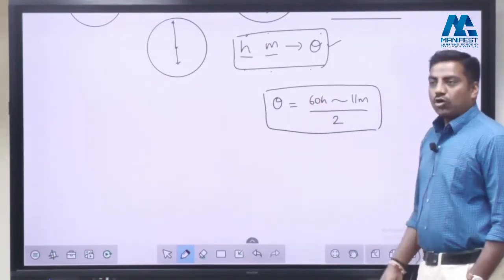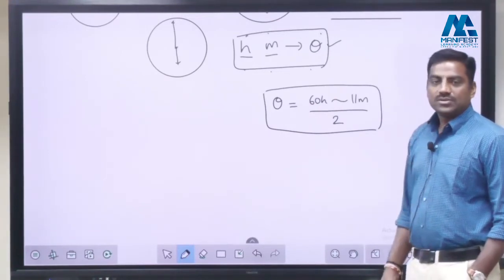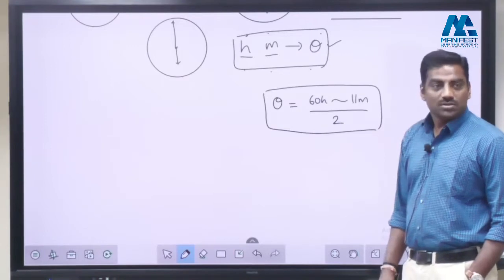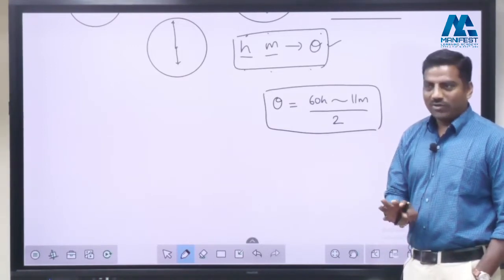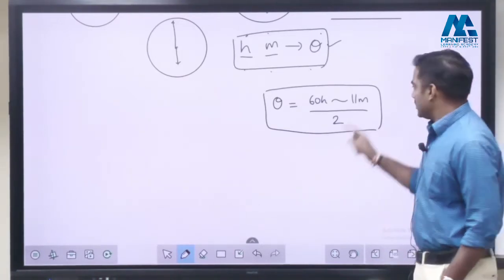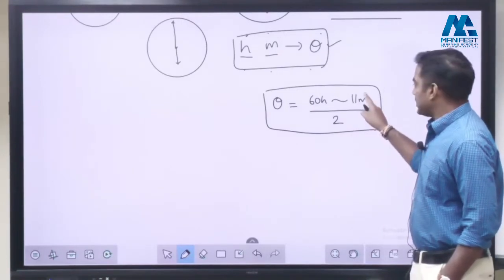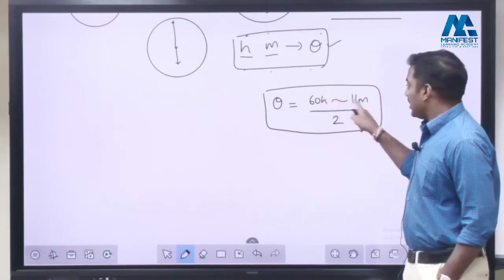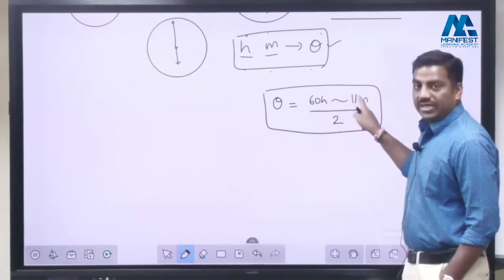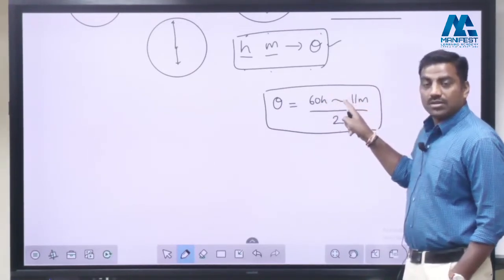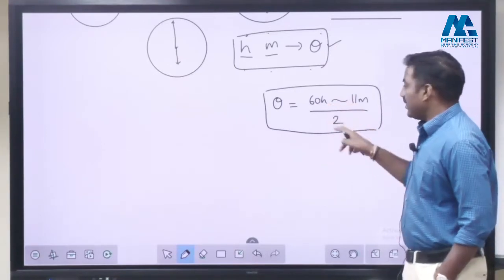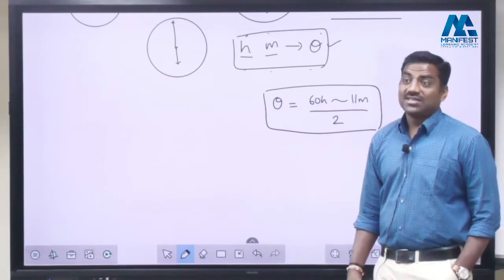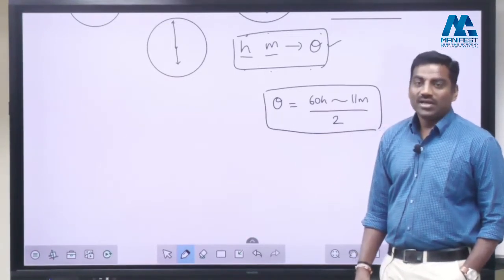At 12 o'clock, what is the minute? 12 hours and 0 minutes, right? So the value of M is 0, so this entire thing is 0. But we are getting 720 with the difference of 0. What is the difference between 720 and 0? 720 itself. 720 divided by 2 gives 360. But in the answer, they will not give 360 degrees. It has to be 0.